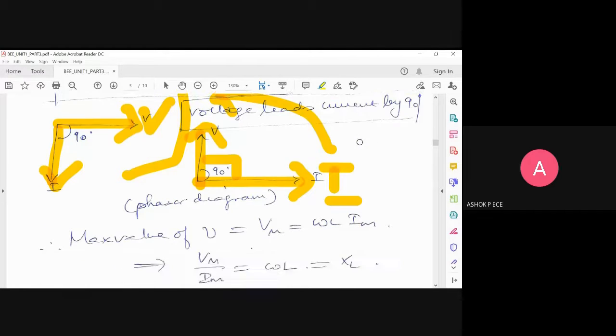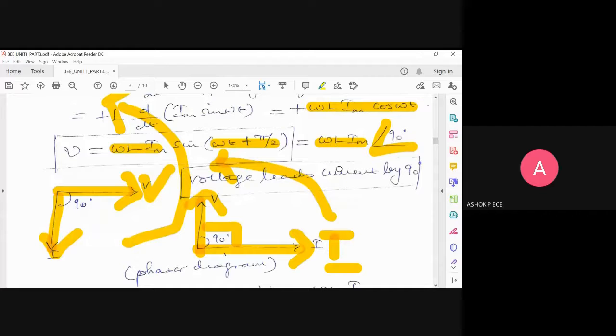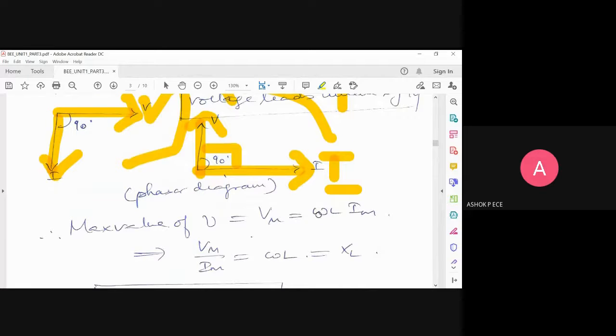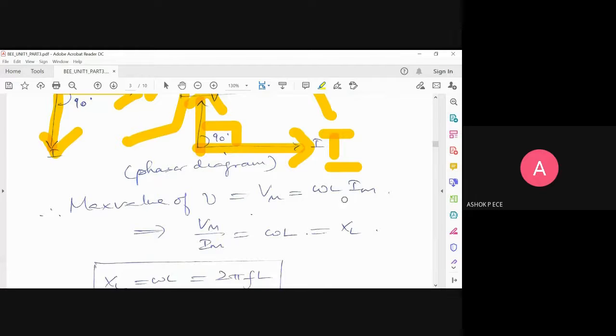See here, the maximum value of V is going to be omega L into Im. I'm going to write it as Vm. So Vm equals omega L into Im. Divide by Im on both sides. So Vm by Im is going to be omega L. What is Vm by Im? As per Ohm's law, what should be the ratio of V by I? Resistance, R. Yes, but I don't have a resistor here.